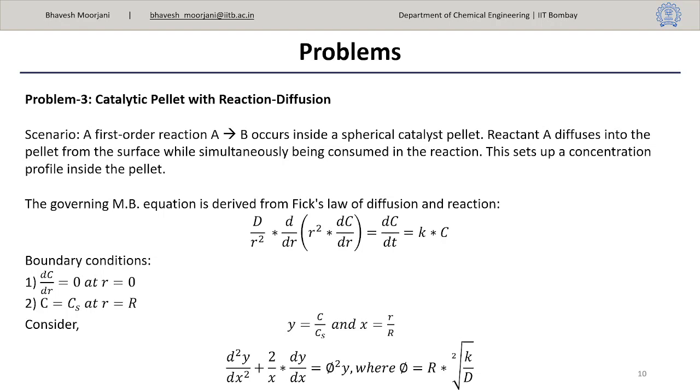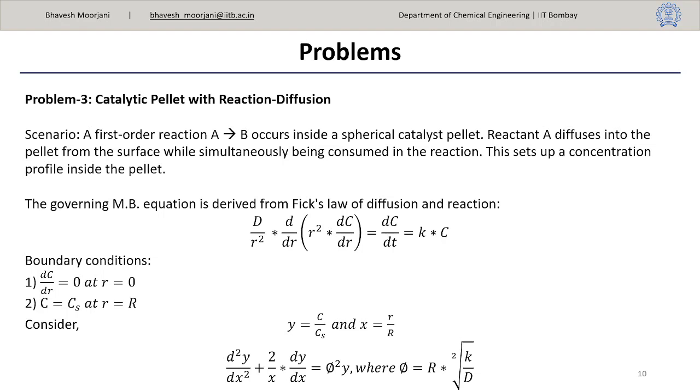So in this problem, what has been given to us is a catalytic pellet with reaction diffusion. A first order reaction A giving B is occurring inside a spherical catalytic pellet. A reactant A diffuses into the pellet from the surface while simultaneously it's being consumed in the reaction. So this sets up the concentration gradient inside the pellet, right? At the surface you will have a maximum concentration, and as the reactant is diffusing inside the pellet, your concentration will go down. Since it's also being reacted, with time you won't reach exactly a steady state, because it's also being consumed, right?